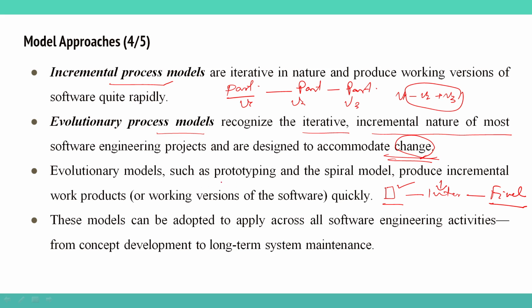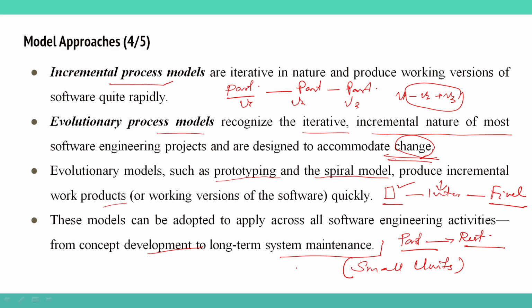Then an example of an evolutionary model is prototyping and the sequential model. It produces incremental work products. That is, incremental means part of your requirement can be done first, then the rest can be split and executed or developed. That is why it is called producing incremental work products. Incremental work products means part of the development is allowed. These models can be adopted across all software engineering aspects, from concept development to long-term system maintenance, because everything will be seen as different parts. Small units are taken and considered as small units of work. So it can span from concept to maintenance. That means all the activities you can apply part by part.